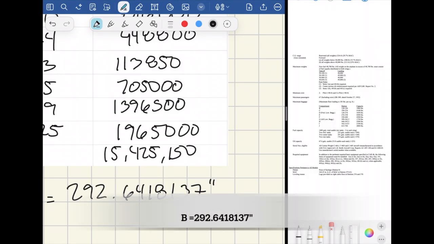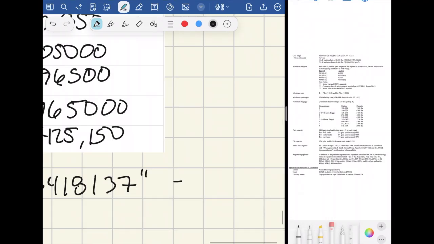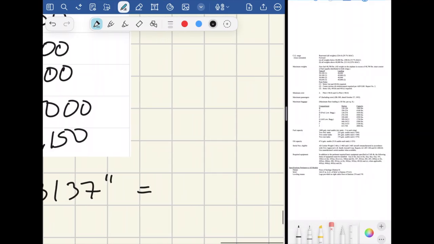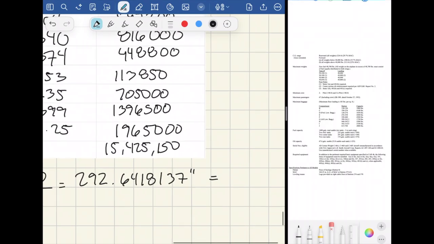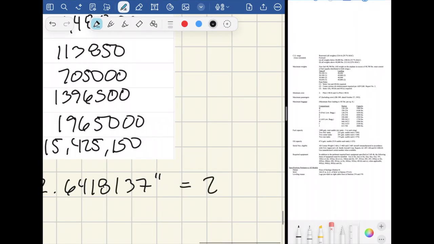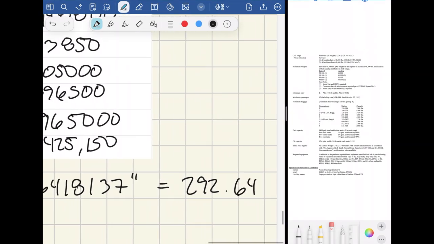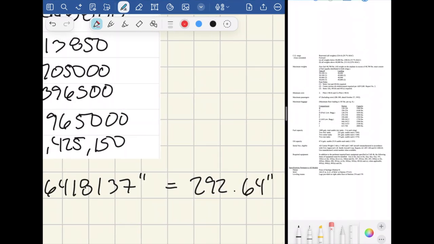So, again, shift store B. Now, kapag hinanap ang ating final answer for the loaded CG, so we will utilize 2 decimal places. So, that will be 292.64 inches. So, this will be our loaded CG.